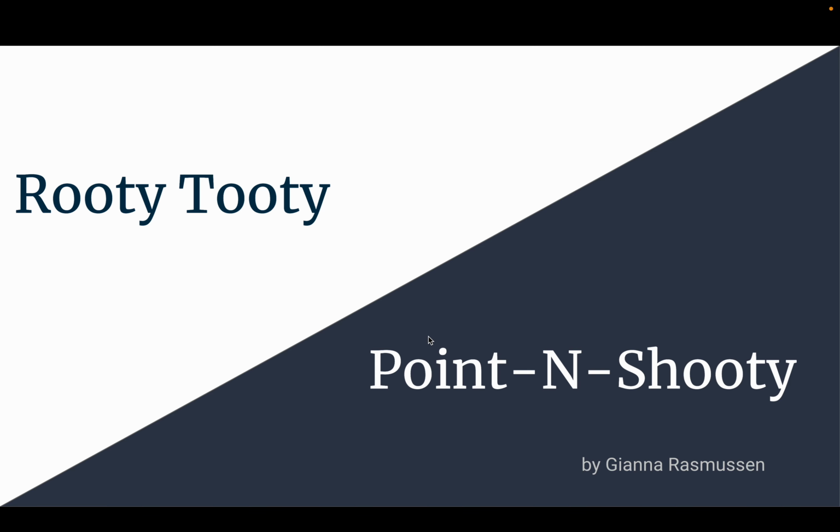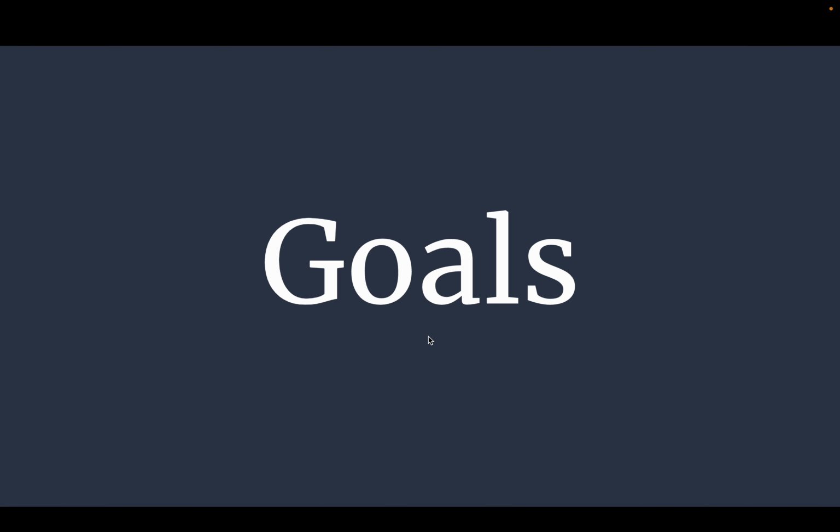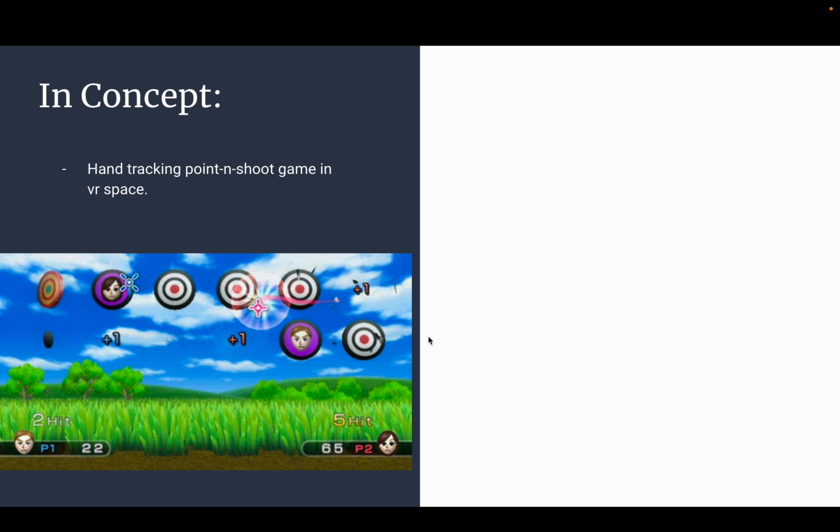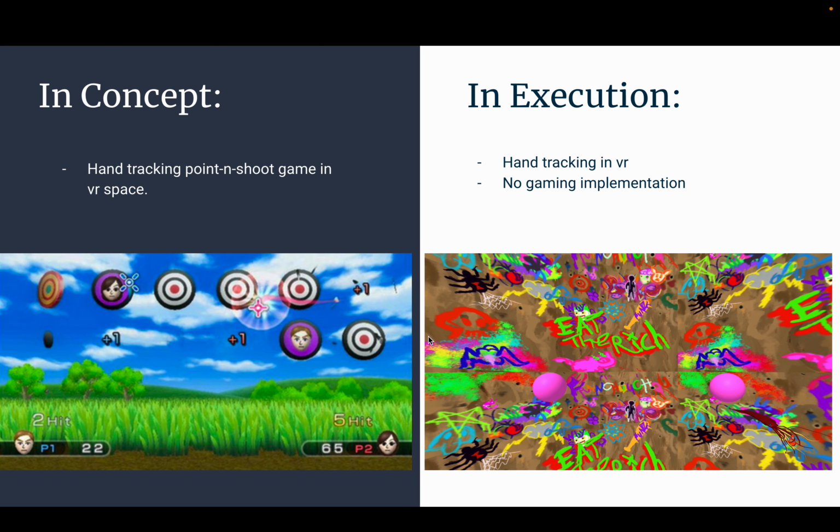And this is my project, Rooty Tooty Point and Shooty. Goals. In concept, this was supposed to be a hand tracking point and shoot game in VR space. In execution, hand tracking in VR, no gaming implementation. So how does it work?